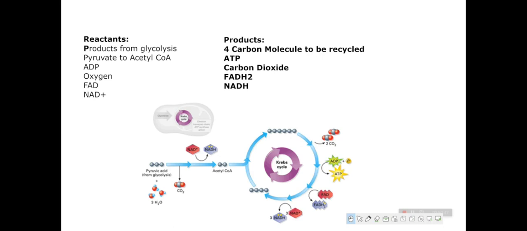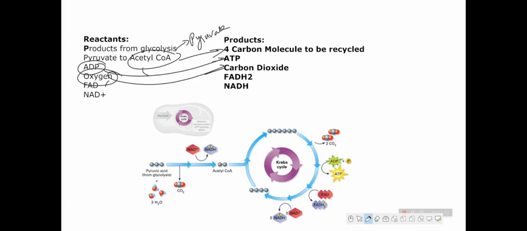Next, what is the reactant and what is the product? The product of glycolysis is pyruvate. The product of acetyl coenzyme A is a 4 carbon molecule that is recycled. The product of ADP is ATP, and the product of oxygen is carbon dioxide. FAD becomes FADH2, and NAD plus becomes NADH. So these are all the products.